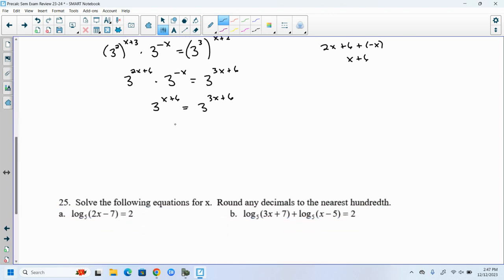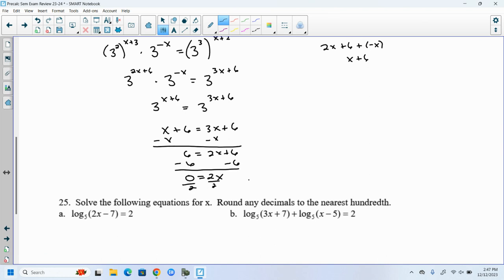Once we have got it written as a base to a power, and there's no constants in front, nothing else, we just take the powers, set them equal to each other, and then I solve from here. And then I get x plus 6 equals 3x plus 6. All right, I subtract 6 and I get 0 equals 2x. And in the end, I divide by 2. I do get x equals 0. Okay, I get x equals 0, and then we are done. So that would be that case.